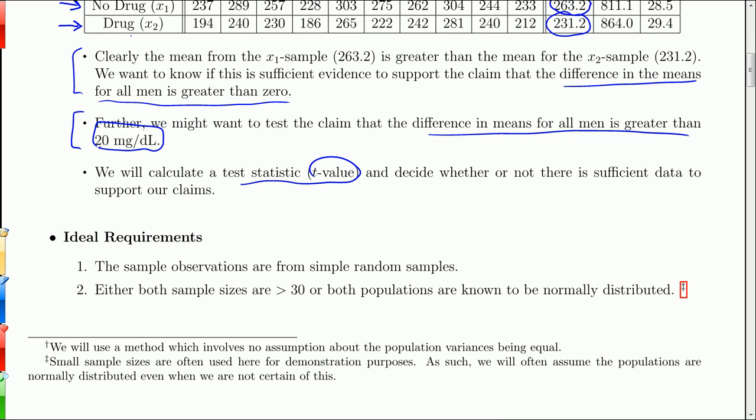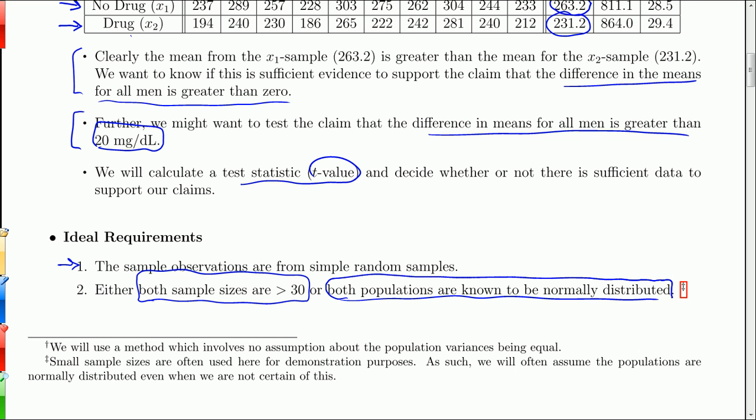Ideal requirements: simple random samples, and we either need both sample sizes to be greater than 30, because now we have two different samples so we need them both to be over 30, or both populations are known to be normally distributed. Or you could actually have both of these. You need at least one of these things to be true. For presentation purposes, I'll be showing you small samples, so we will be assuming that both populations are normally distributed, even if we're not completely certain of that fact.